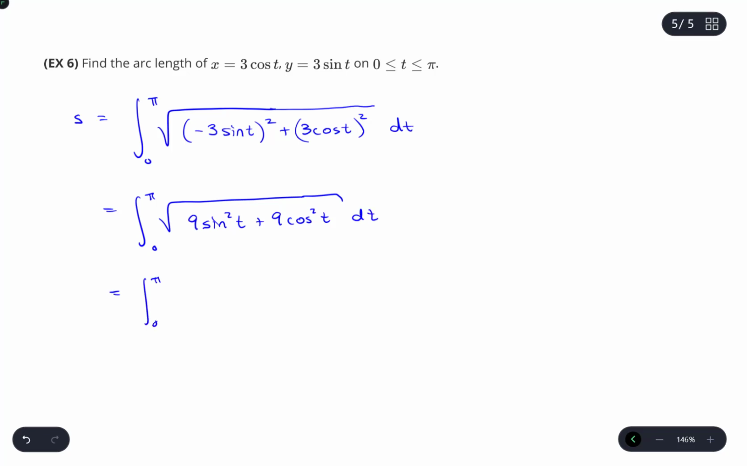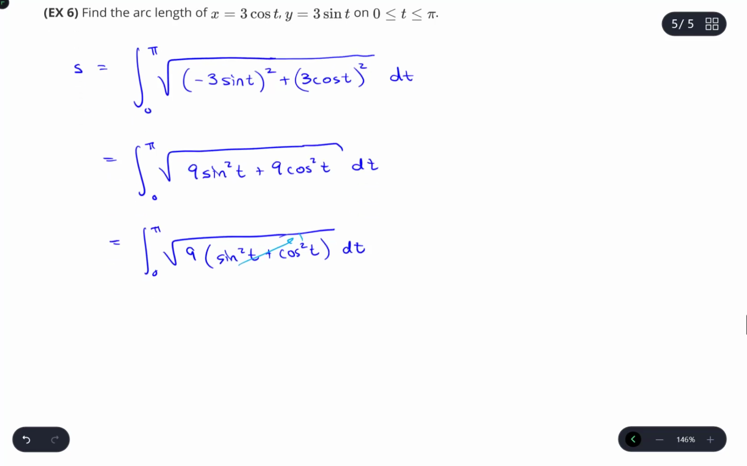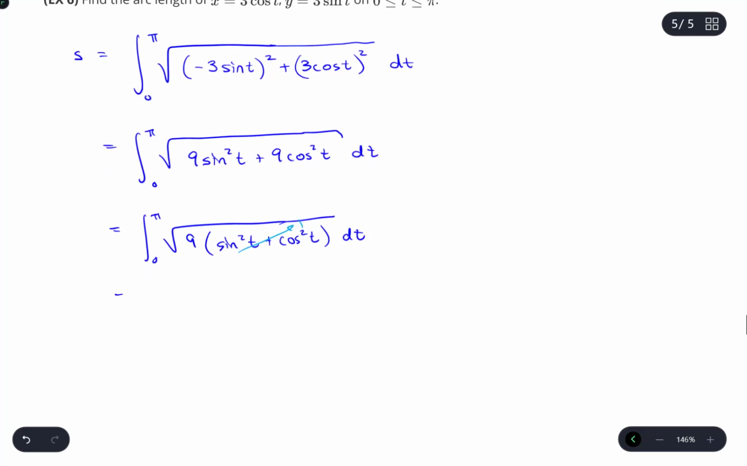From 0 to pi. 9 is a common factor that can come out, and that would leave me with sine squared t plus cosine squared t. And the nice thing about trig is that Pythagorean identity, which says that the sum of these two add up to 1. So essentially this is just the square root of 9, which is 3. So I'm looking at 3 times the horizontal distance between 0 and pi, which would just be 3 times pi minus 0, or 3 pi.